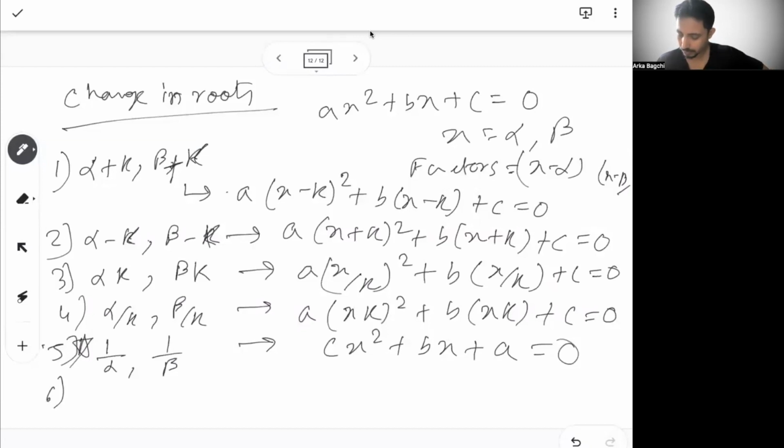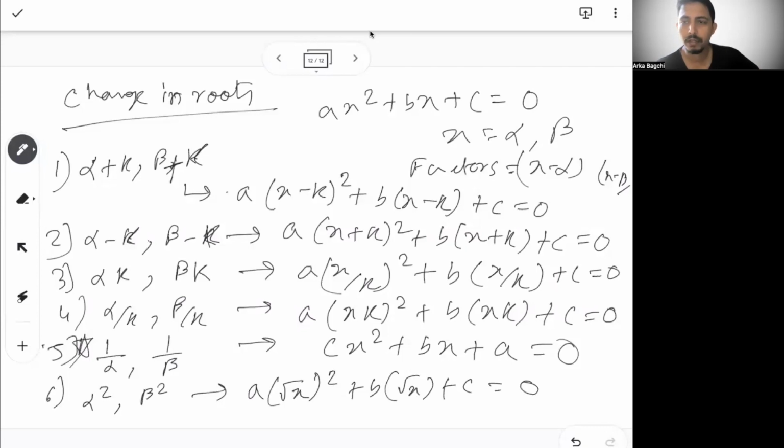The other one, say, if it is becoming square, alpha square, beta square, so basically the roots are becoming squares. You can say a into root x whole square, plus b into root x, plus c equal to 0. If it is becoming cube, then it will be cube root of x whole square, plus b into cube root of x, plus c. So that also you can do. If it is square or cube, the same square root or nth root of that will come in x.